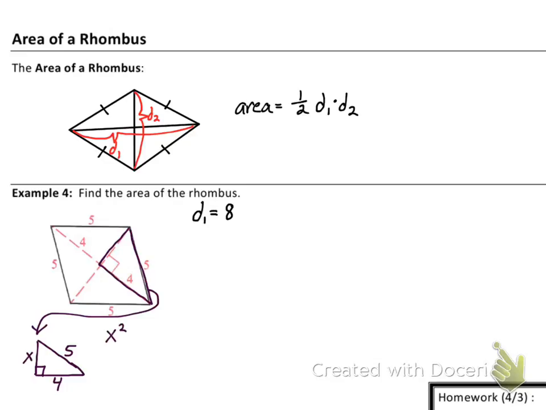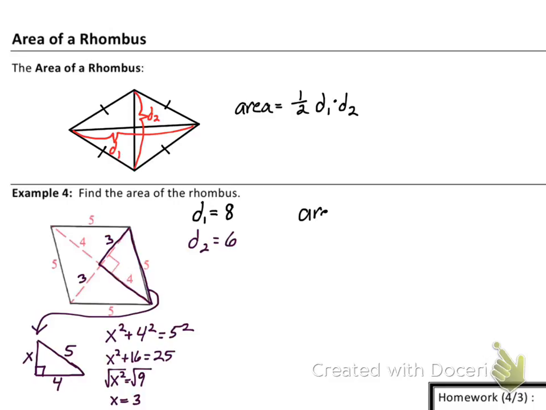That's going to give me x squared plus 4 squared equals 5 squared. That's x squared plus 16 equals 25. That gives me x squared equals 25 minus 16, which is 9. So x equals 3, because we take the square root of both sides. That means this is 3. This is 3, which means my diagonal 2 is going to be 6. Well, easy enough.